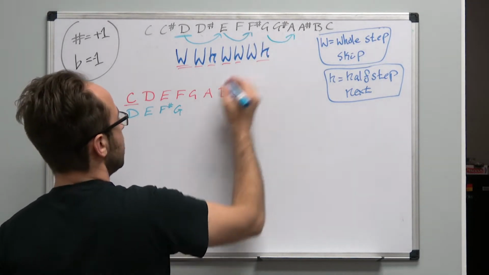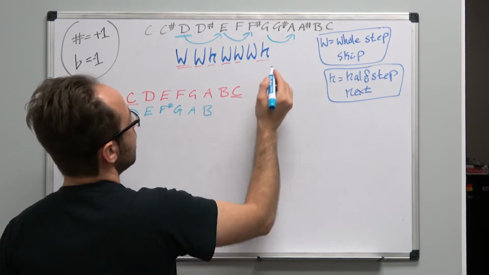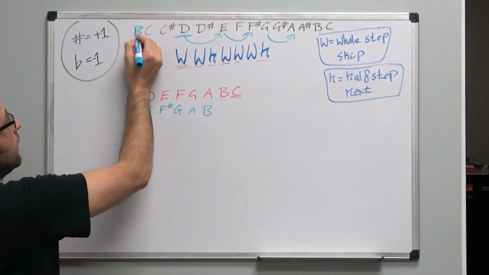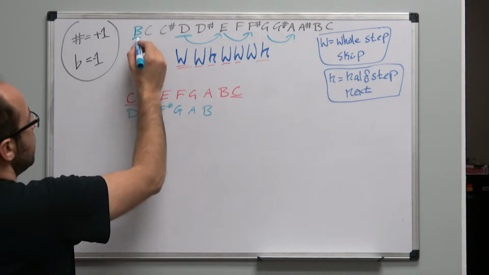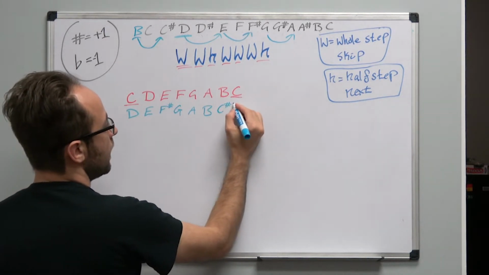G, we do a whole step, land on A. A, we do a whole step, land on B. And then I'll write another B back here. B, we do a whole step, land on C sharp. And C sharp, we do a half step, land on D.